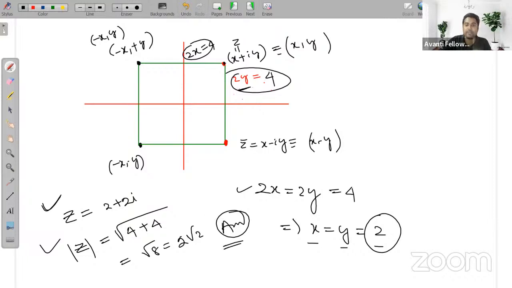Guys, let's respond in the chat box whether it is clear or not. Everyone, please respond to the chat box. Clear? Yes.